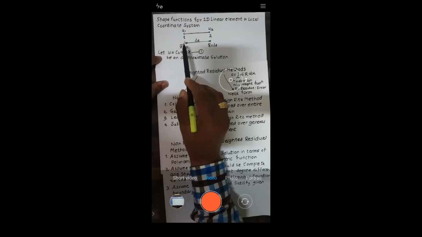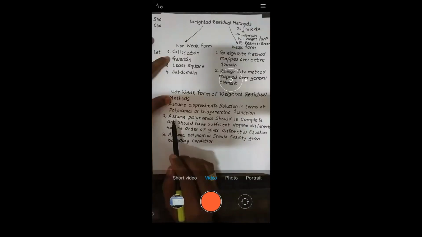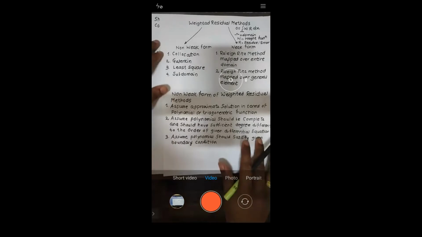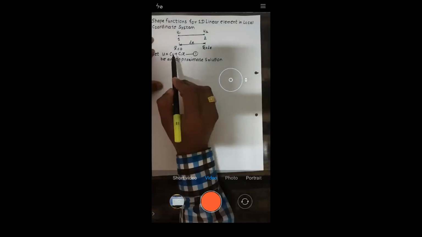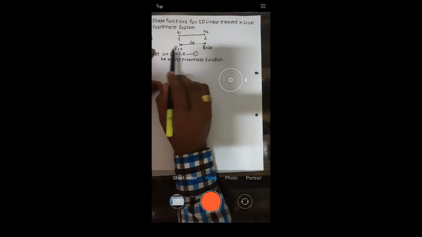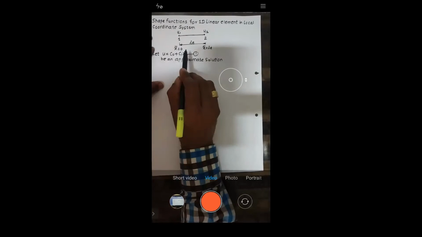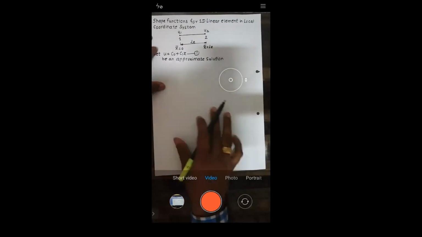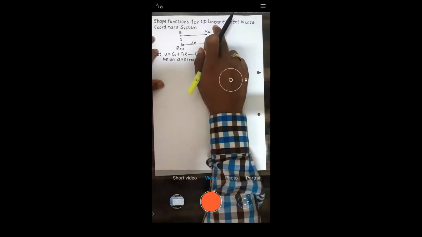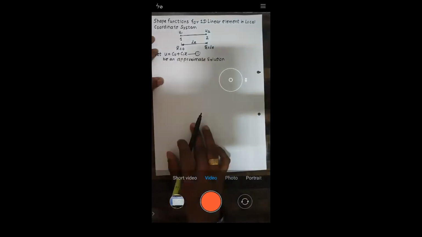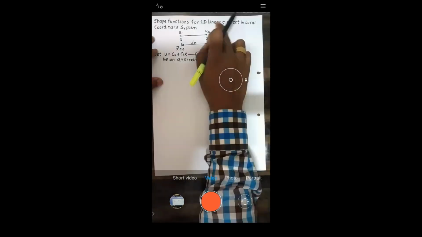What is the second step? Assume the polynomial should be complete and should have sufficient degree, consistent with the order of the given differential equation. Whatever solution I have written should have sufficient degree. That means you should have sufficient power of x. Here the element is linear, so my power of x is 1. If it is quadratic, my power of x is 2. And if it is cubic, see, try to understand.